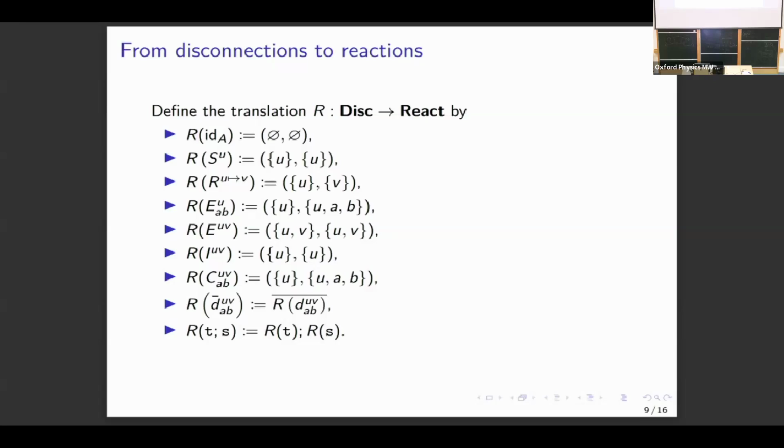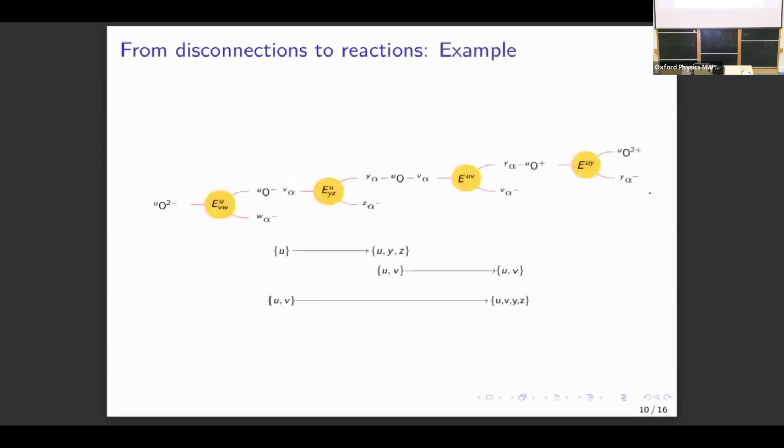shouldn't be involved. And then the barred version of every connection rule: the connection rule is interpreted as the reverse. Oh yeah, I forgot to mention that both of these categories have a dagger structure. So this one just says that the dagger is taken to the dagger. The dagger in the reactions is hopefully quite obvious because there's a bijection and an isomorphism involved. So just swap the sets, and take the inverses of the bijection and the isomorphism. All right, so that's the translation.